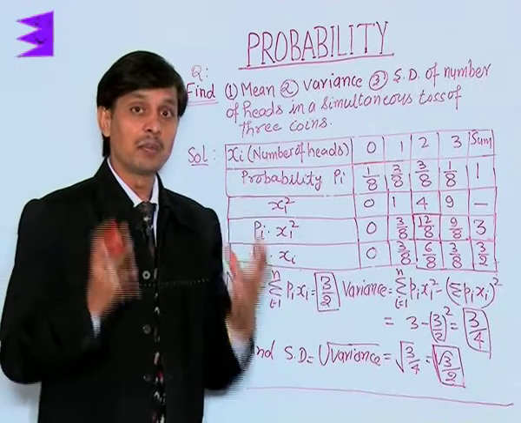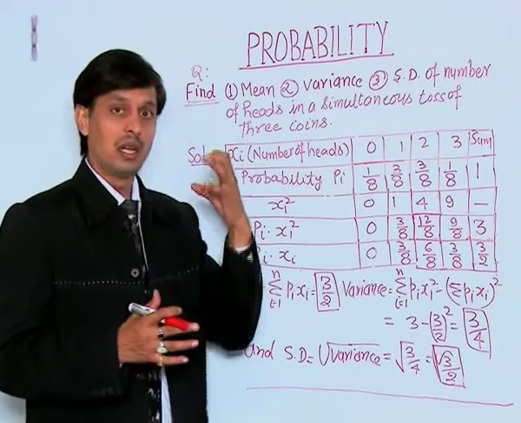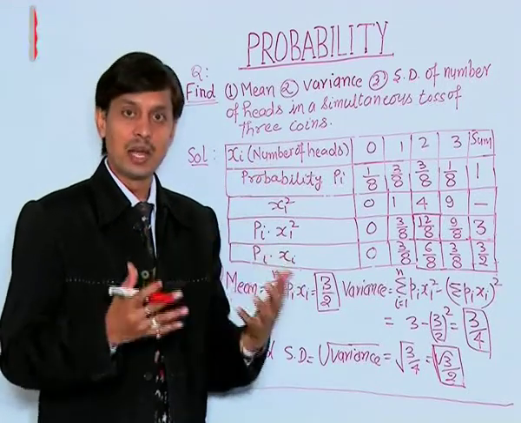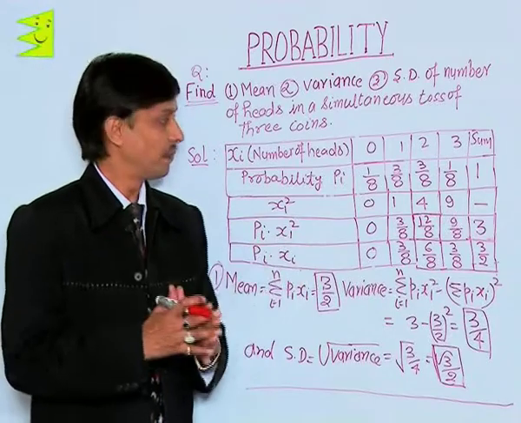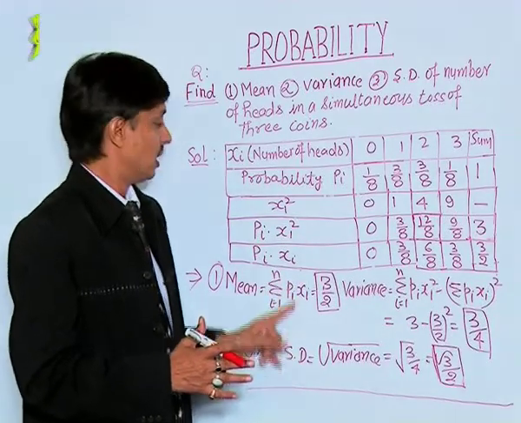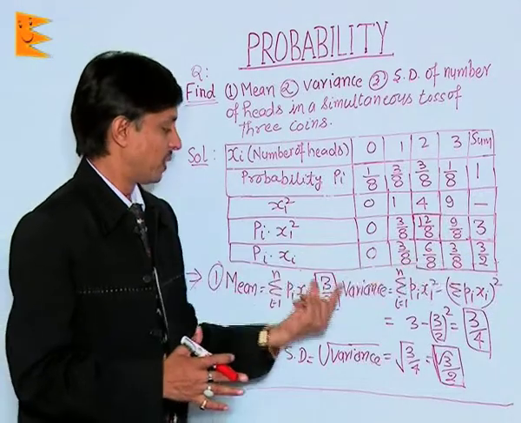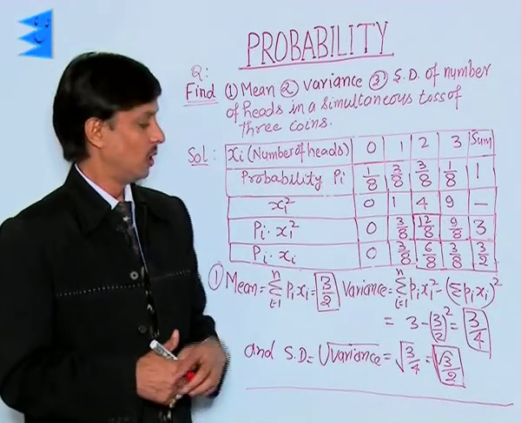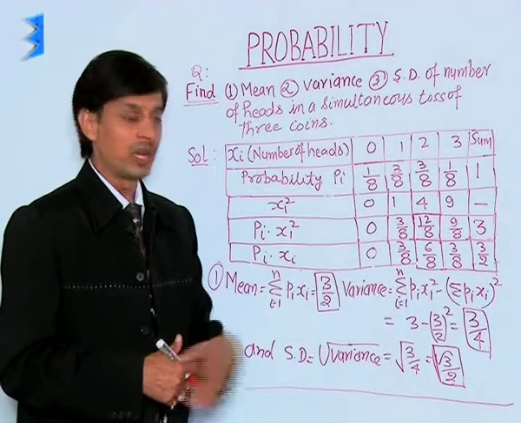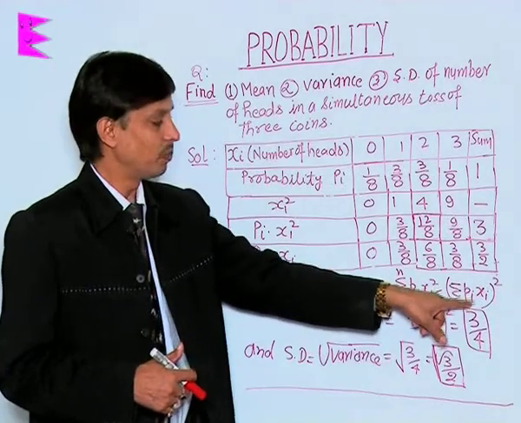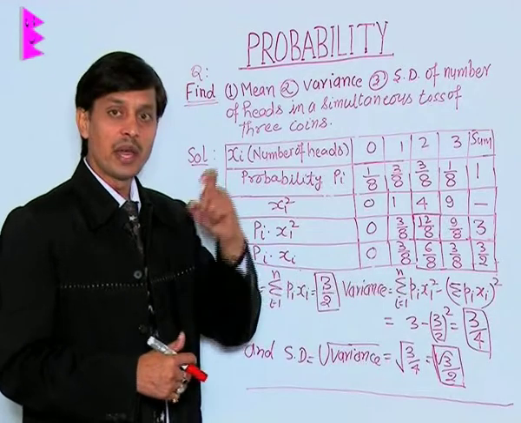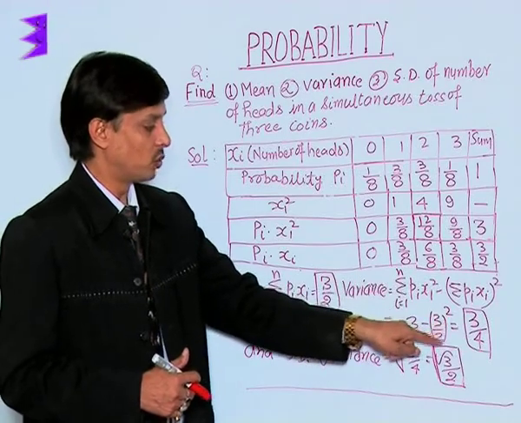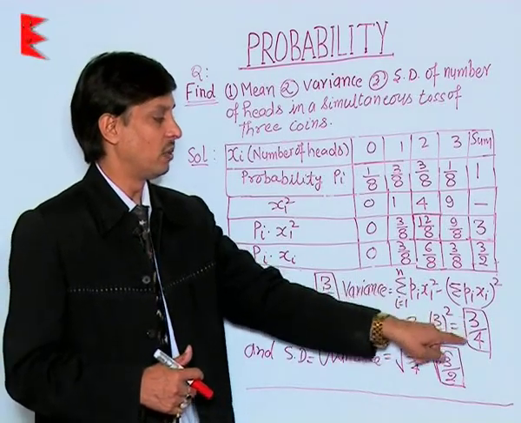Now for calculating the mean, as I told you, the mean is the sum of the events into their respective probabilities, that is sigma pi into xi. Sigma pi into xi is 3 by 2. So we can say the mean of the problem is 3 by 2. If we talk about the variance, the variance formula is sigma pi into xi square minus mean square, where mean means sigma pi into xi, whole square. So sigma pi into xi square has value 3. Minus mean 3 by 2 whole square, 9 by 4. After subtracting we get 3 by 4.